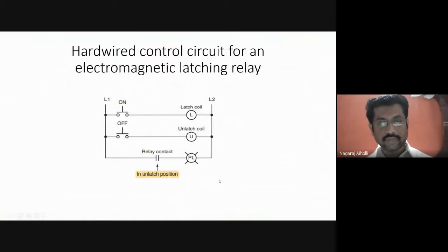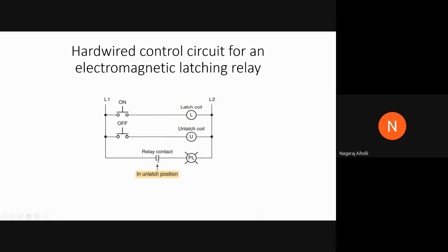This is a contact which is normally open. When it is normally open, what will happen? The current will not be flowing and the pilot light will be in off state. Okay, so it is in unlatched position, because whatever is being latched is due to the normally open state of the relay contact.